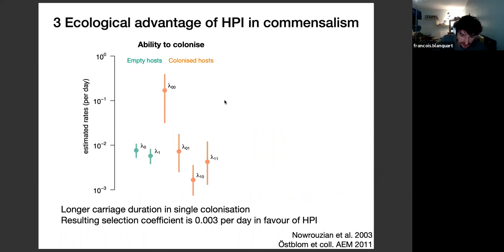So really looking into the ecology of strains with and without HPI, and what we find, so these are the estimated rates. The ability to colonize was similar for the two types of strains here. So this is the ability to colonize empty hosts, and these 4 coefficients in orange are the ability to colonize hosts that are already occupied. And although these 3 are similar, with this one there's a weird pattern, and I can't fully explain this, but there's a very fast rate of colonization of individuals colonized by a non-HPI strain by another one without HPI.